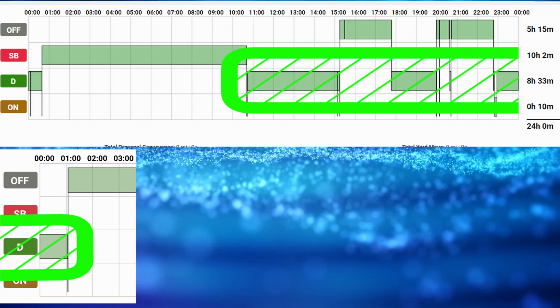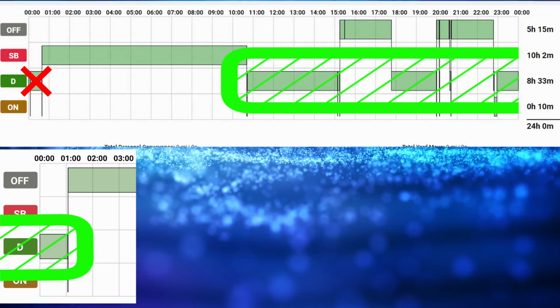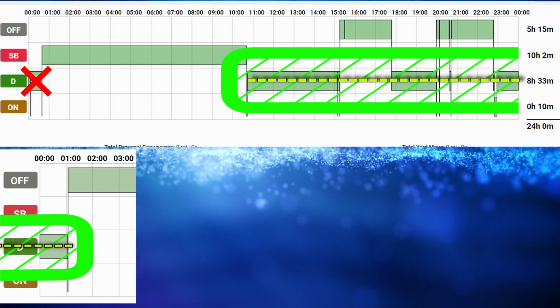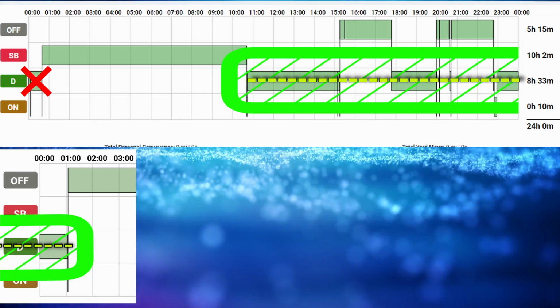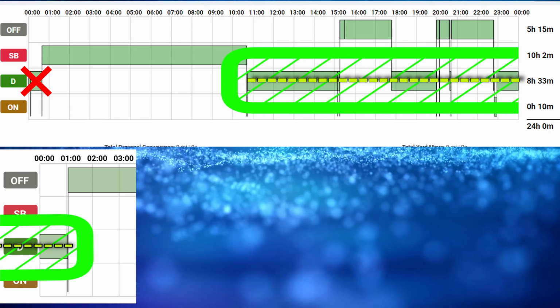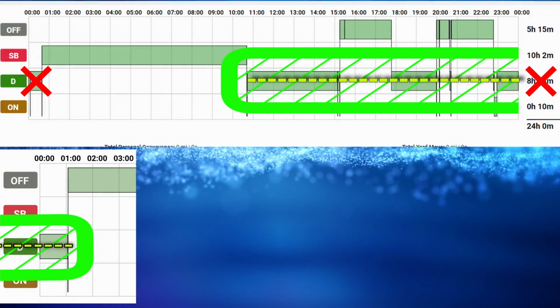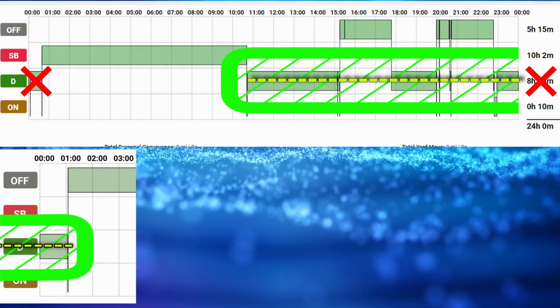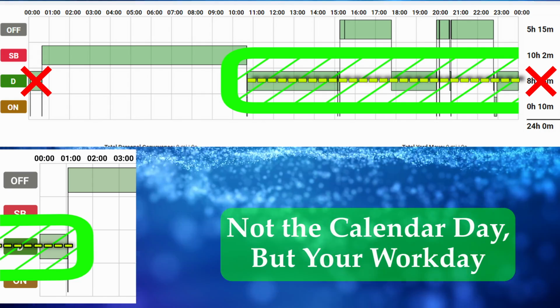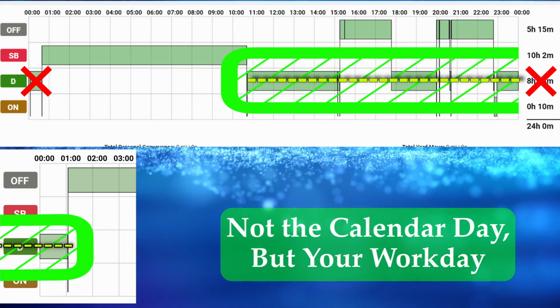So, first, ignore the driving from the previous workday. Then count how many hours of driving you have from the current workday. In these cases, you have to count your hours by yourself. The logbook will not assist you. Remember this well. When doing the math, you are not looking at the calendar days, but your current working day.